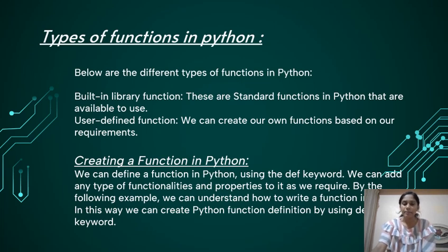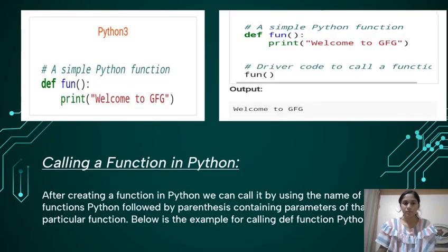Creating a function in Python. We can define a function in Python using the def keyword. We can add any type of function and properties to it, and by the following example you can understand how to write a function in Python. In the first picture you can see how to create a function, def function. Here def is the keyword and the function name is given as function itself, and in the next line the statement is to print welcome to GFG, and the output will be welcome to GFG.